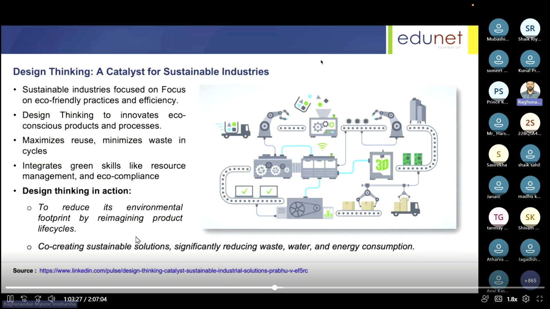Good. So a sustainable industry is focused on reducing environmental impact. This could be waste reduction, eco-friendly practices. Instead of using plastics, I can resort to something that is much better at being recycled rather than using plastic. And we have already seen, right?